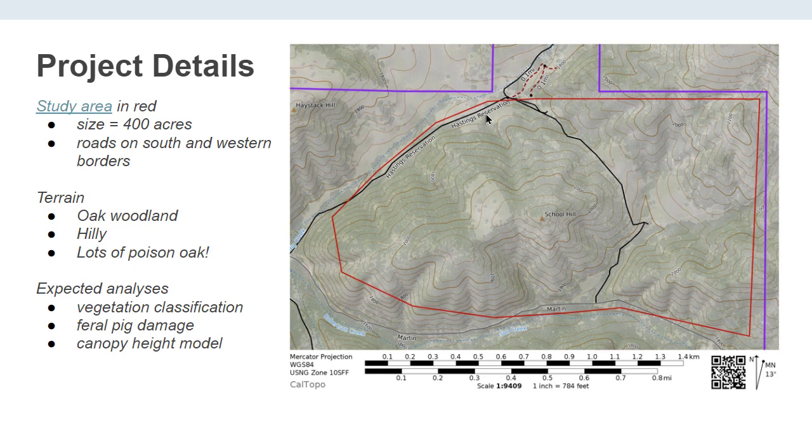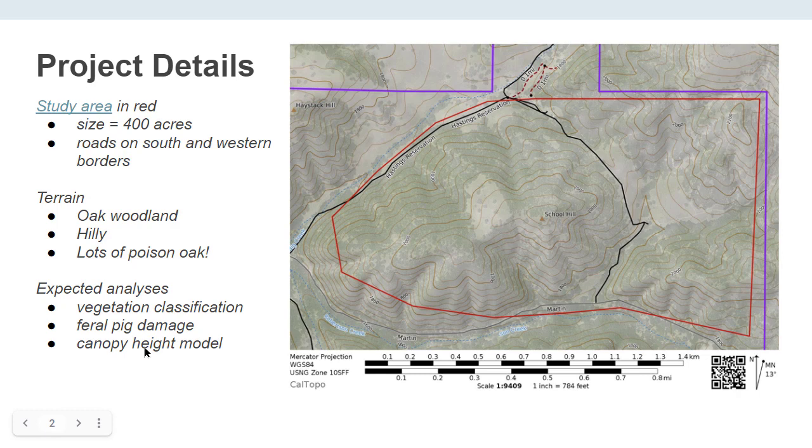There are some roads on the western and southern edges of the study area. It is oak woodland. You can tell from the contour map, as we see here, that this is a hilly area. So you're going to have to take into account elevation. Another tidbit is that there's lots of poison oak. So I don't know about you, but I don't want to be trudging through the forest and getting poison oak while carrying drones. So we're going to try to stay on trails as much as possible.